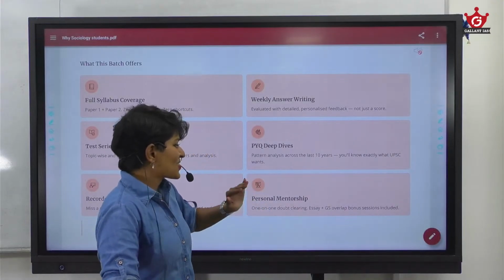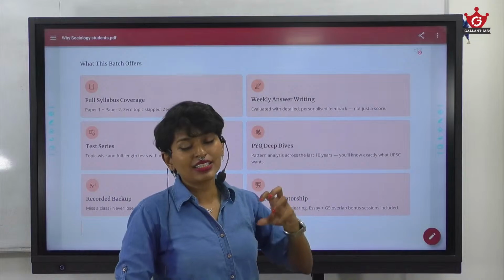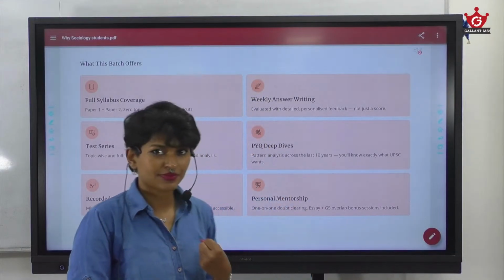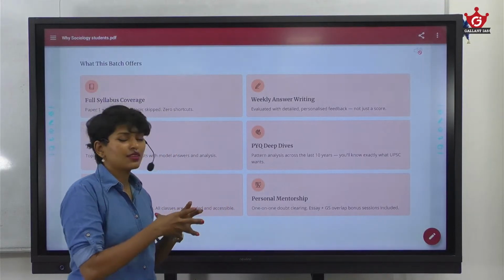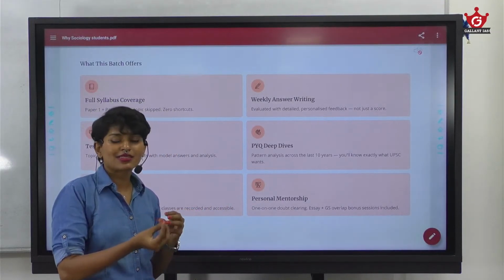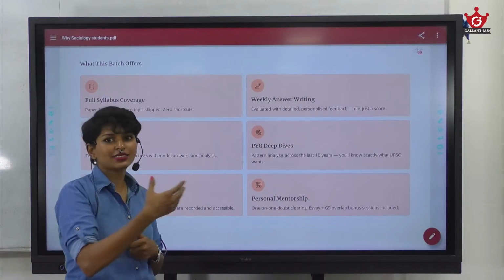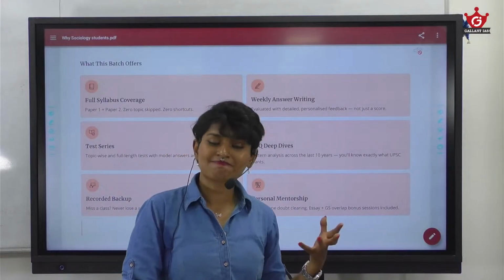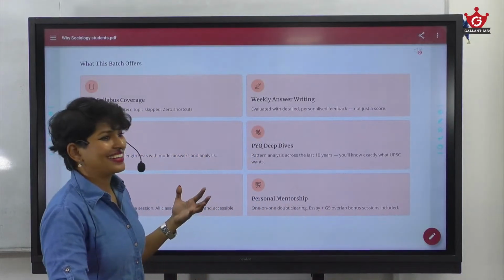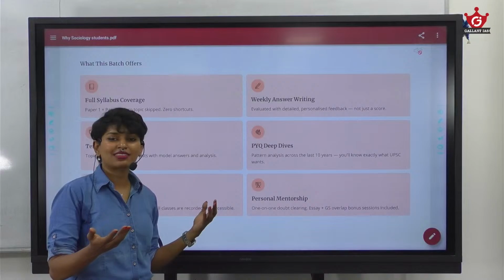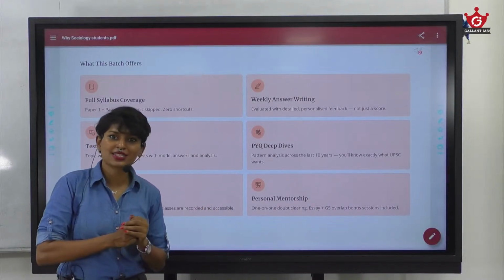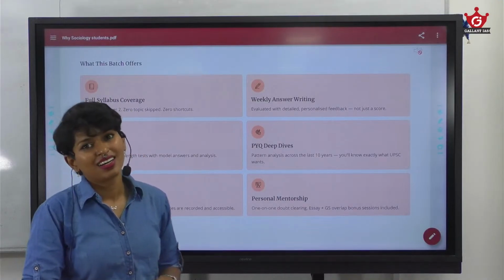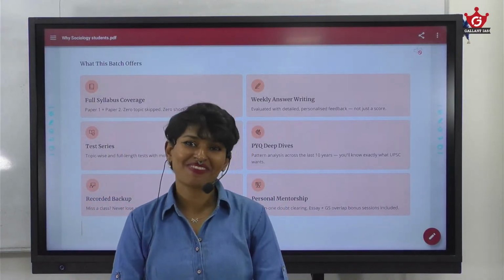Okay, also we learn how that overlapping of different GS can give you better score in this optional as well as other GS papers too. Okay, all these are the basic points I can say about my batch. These are not just promises, these are the part of our batch.